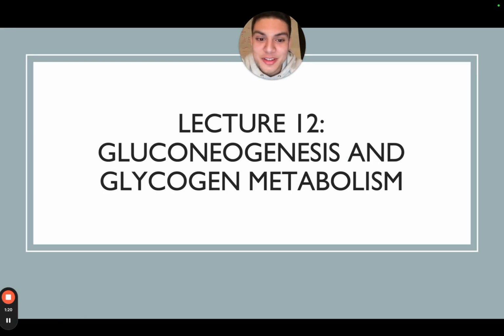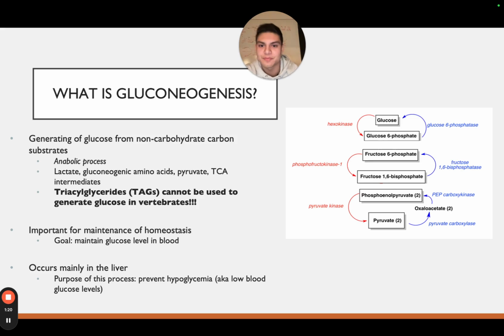Okay, lecture 12. Gluconeogenesis and glycogen metabolism. So what is gluconeogenesis? It's in the name. Neogenesis, we're forming new glucose. That is it, from molecules at the bottom. So it's the generation of glucose from non-carbohydrate carbon substrates. So it's an anabolic process. You have lactate, gluconeogenic amino acids, pyruvate, and TCA intermediates that can serve as your starting substrate for gluconeogenesis.